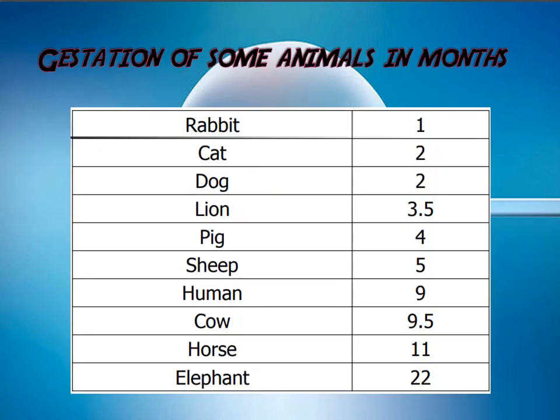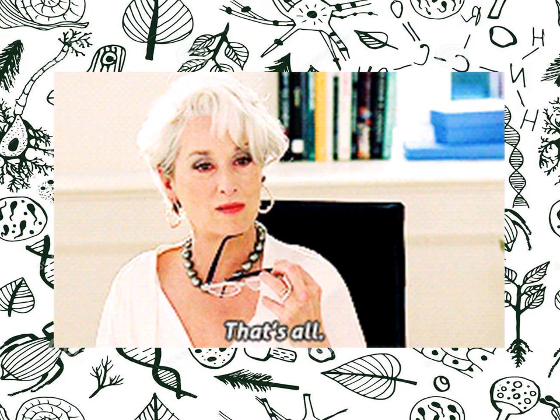So, the gestation of some animals in months. The rabbit is 1 month, cat is 2 months, dog is 2 months, lion is 3.5 months, pig is 4 months, sheep is 5 months, human is 9 months, cow is 9.5 months, horse is 11 months, while the elephant is the longest, which is 22 months.